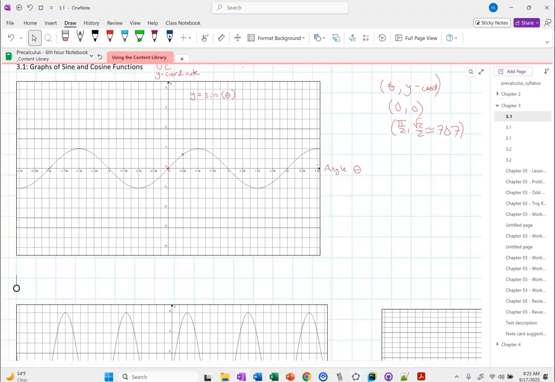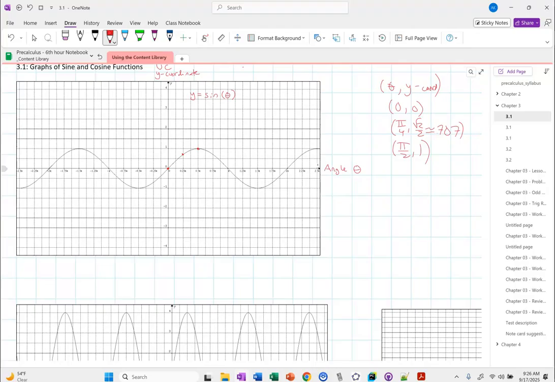What is sine at pi over 2? 1. That's a typo. So I plot pi over 2 and 1. You see what's happening here?